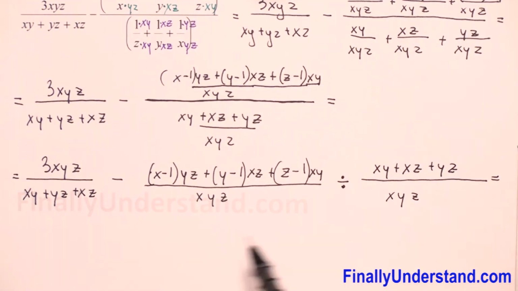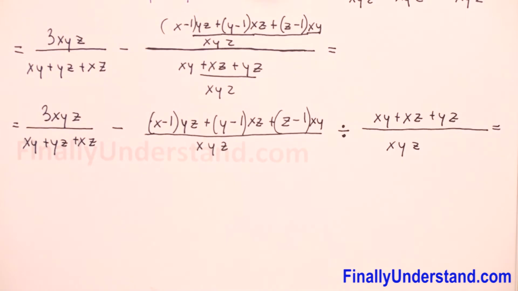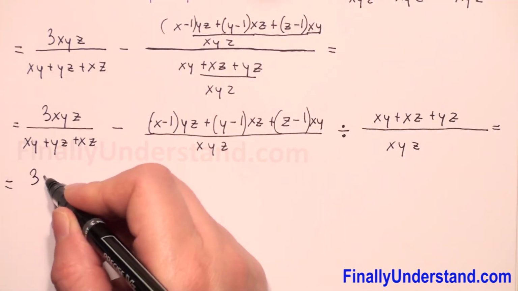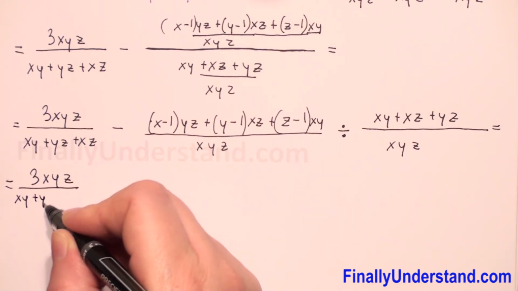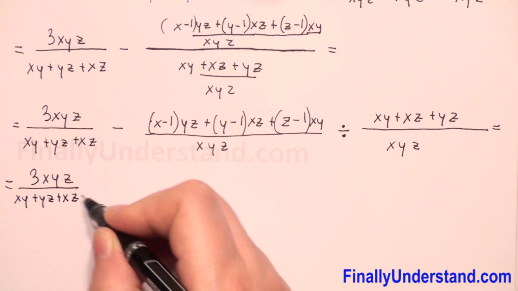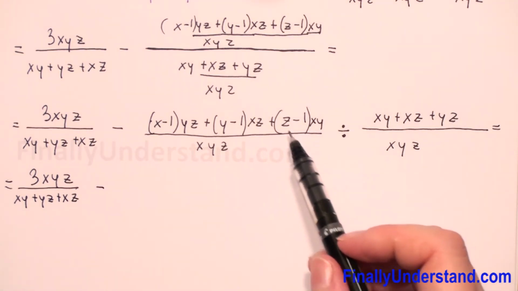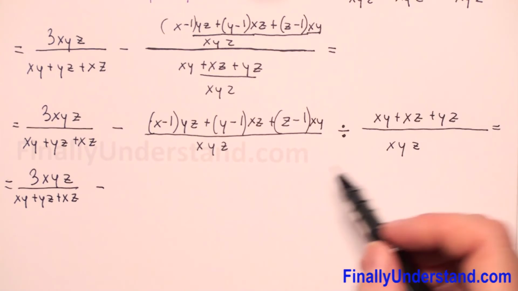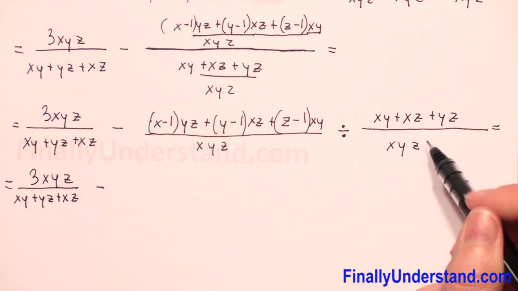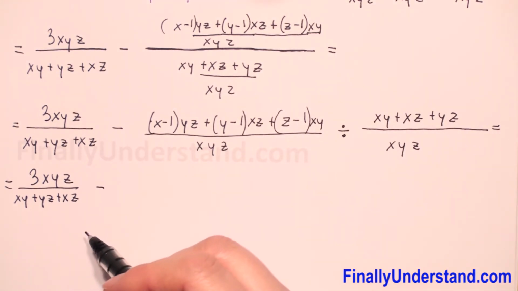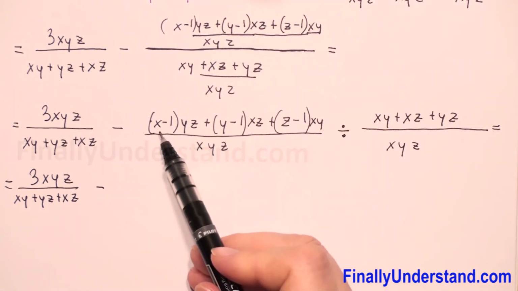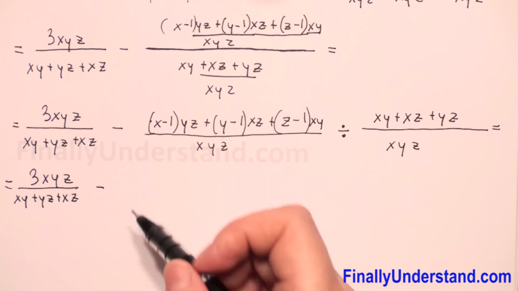Next, we have subtraction, division. First we have to do division, so we have to copy the first fraction, so we have 3xyz over xy plus yz plus xz minus, and now we have to copy the first fraction and change the division sign to multiplication, and flip our second fraction, and we can do multiplication in the numerator.